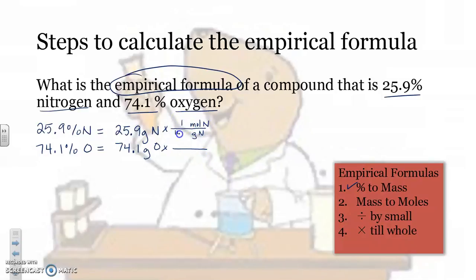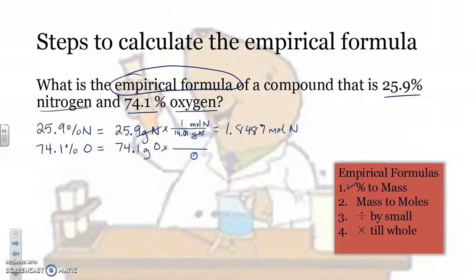1 mole is equal to the atomic mass, which would be 14.01 grams of nitrogen. Grams of nitrogen cancel. 25.9 divided by 14.01 gives us 1.8487, I'm going to round it, moles of nitrogen.